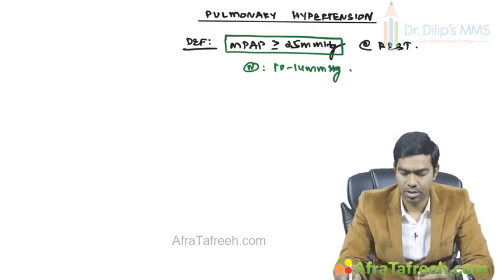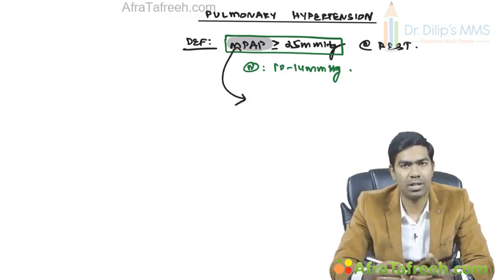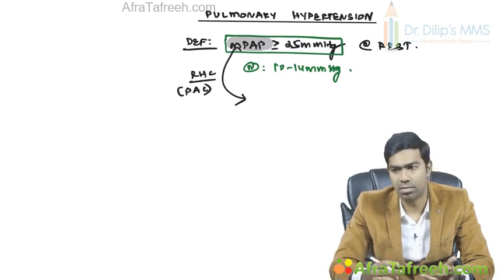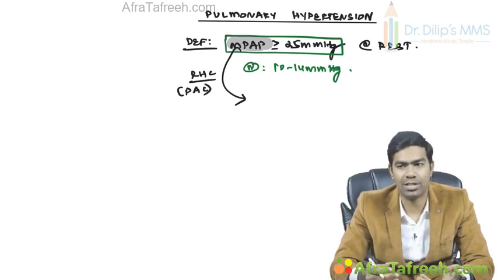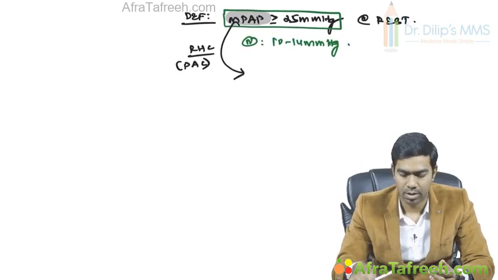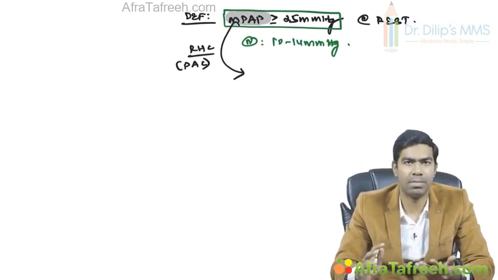That's it. Now you might have a question: what do you mean by mean pulmonary artery pressure and how to measure it? The best and ideal way to measure the mean pulmonary artery pressure is through right heart catheterization. That's otherwise referred to as a pulmonary artery catheter, usually done through insertion of a Swan-Ganz catheter, which we already discussed in the ARDS segment.